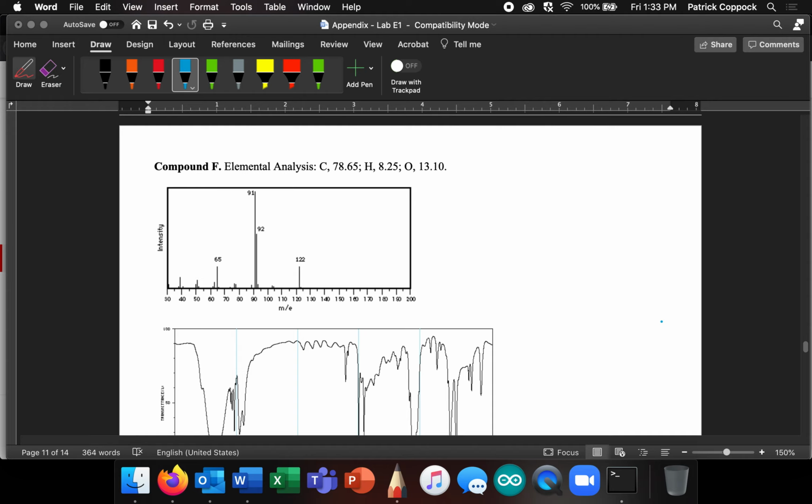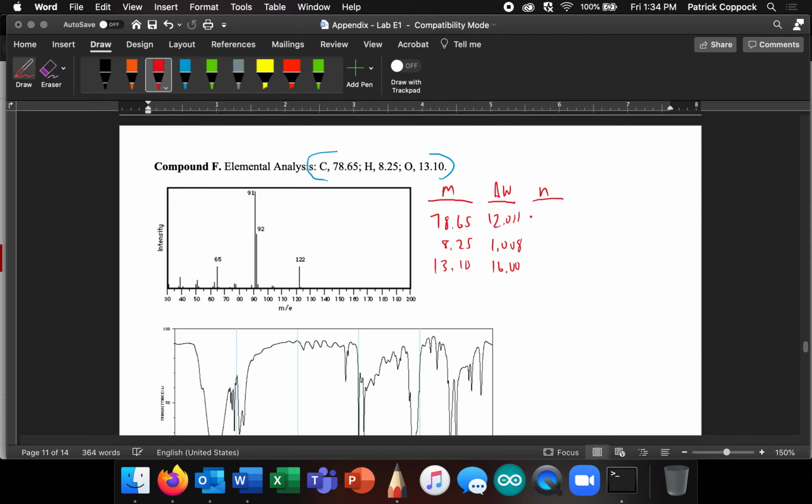Compound F. We're going to analyze this with our elemental analysis data, and we've done this before, right? So let's go with the mass of the first element, which is 78.65, the mass of the second one, 8.25, and 13.10. The atomic weight of carbon is 12.011, the atomic weight of hydrogen is 1.008, and the atomic weight of oxygen is 16. Okay?